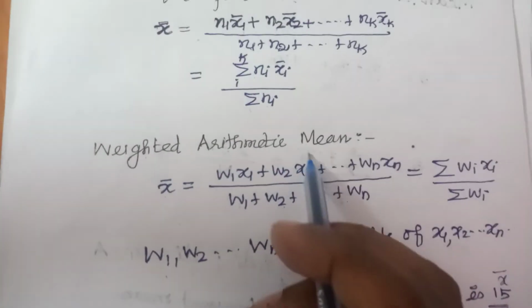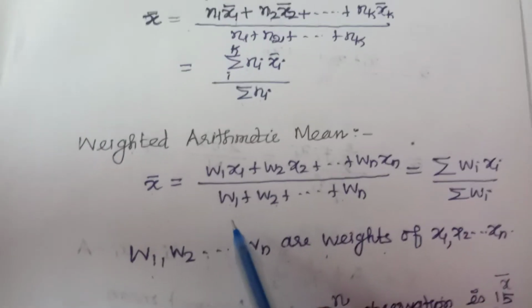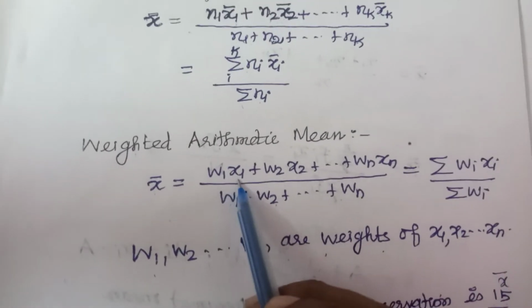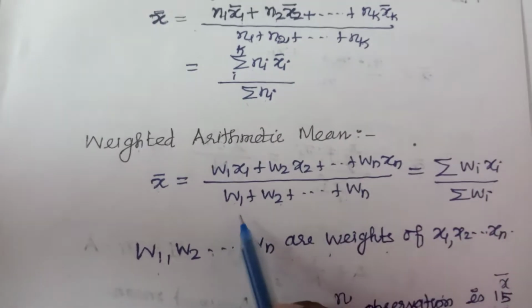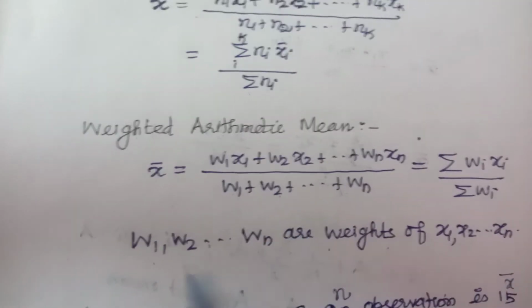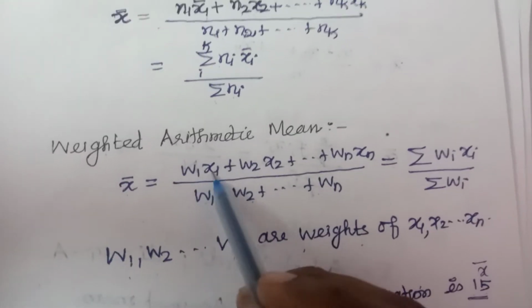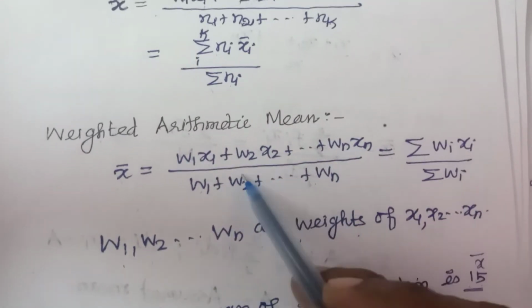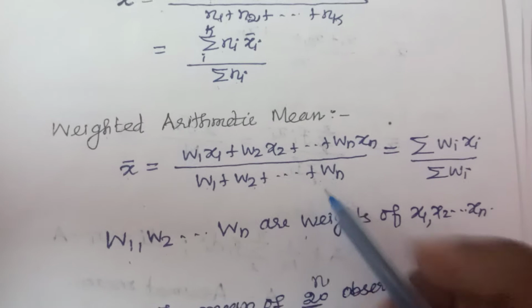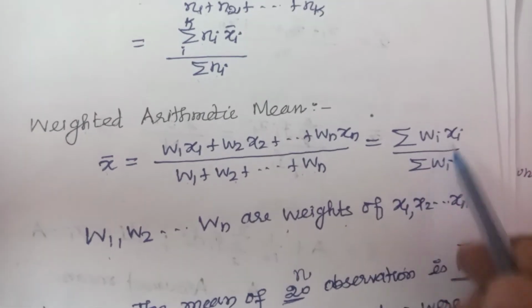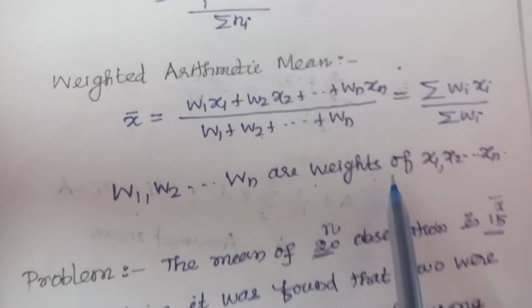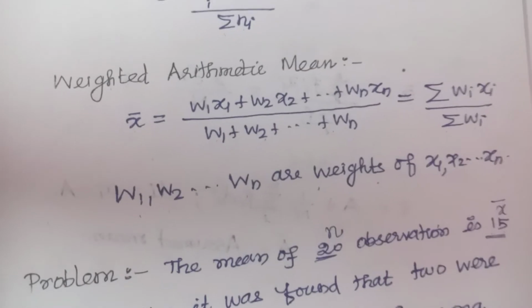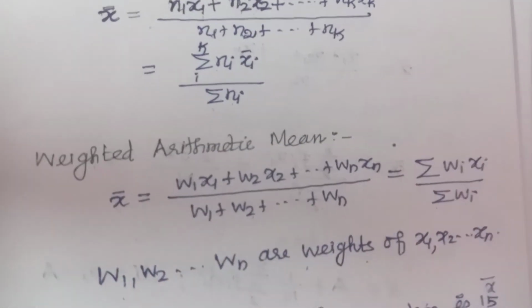Now the weighted arithmetic mean, where a corresponding weight is given to each observation. x1, x2, x3 are observations, and W1, W2, W3, etc. Wn are the corresponding weights. The weighted mean is W1 x1 plus W2 x2 plus etc. plus Wn xn divided by W1 plus W2 plus etc. plus Wn, which is equal to summation of W i x i divided by summation W i. Right, now we can discuss problems based on these.